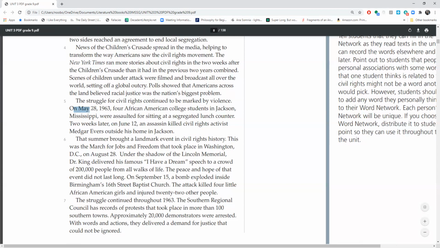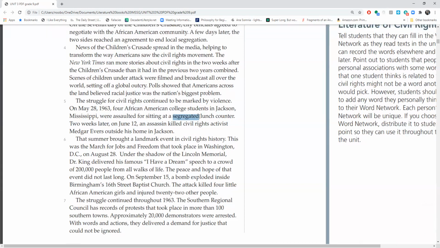Over the next few months, on May 28th, there was another violent attack. There were 4 black college students in Mississippi that were attacked just for sitting at a segregated lunch counter. That means that they went to eat lunch somewhere, and the restaurant had a table for black people and a table for white people. These 4 black students were eating at a table for white people, and they were attacked violently and very seriously hurt.